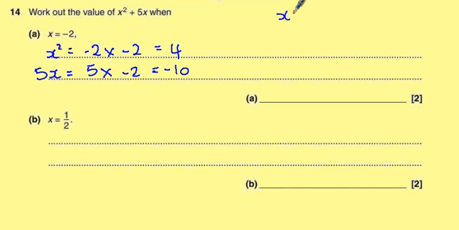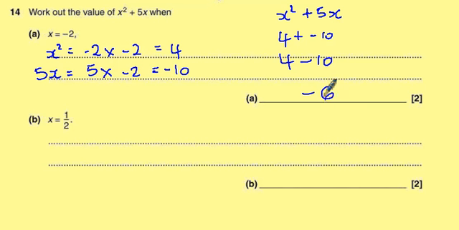So we've got to work out x squared plus 5x. If we know that x squared is 4 and 5x is negative 10, so we're adding negative 10. So 4 add negative 10 is the same as 4 subtract 10. 4 take away 10 is minus 6.